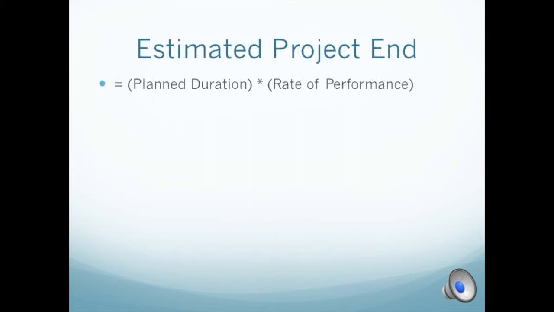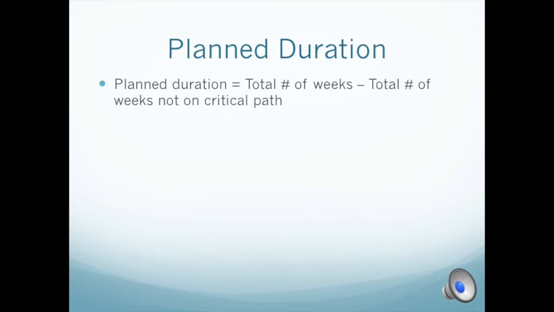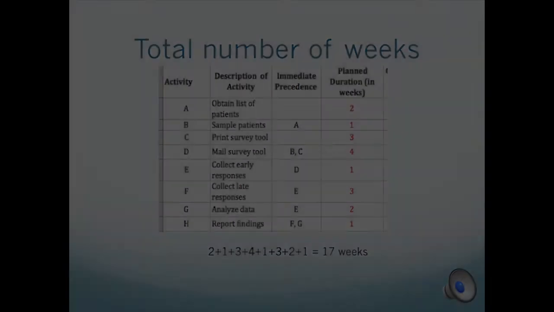Other useful information for a project manager to know is the estimated time for a project to end. To find it, we have to use planned duration multiplied by rate of performance. To find the planned duration, we just have to find the difference between total number of weeks and the total number of weeks that are not on the critical path. To find the total number of weeks, we have to look at the column that is in red and add it all up, which gives us 17 weeks in total.